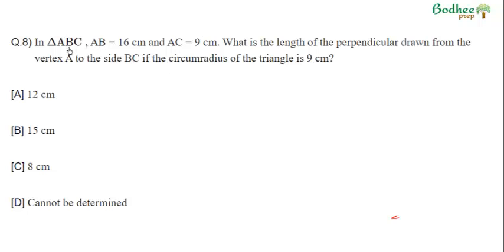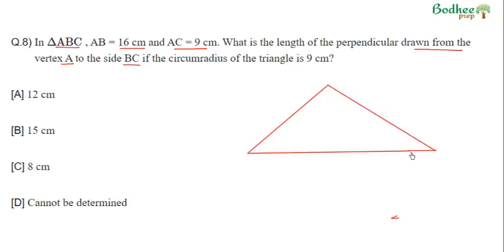Now in this question, it says that there is a triangle ABC and the lengths of AB and AC are given. We need to find the length of the perpendicular drawn from the vertex A to the side BC. So let us draw the triangle. It is something like this, wherein this is A, this is B, this is C, the length of AB is 16, the length of AC is 9, and there is a perpendicular dropped from A on BC. Say this point is D. So we need to find the length of AD.